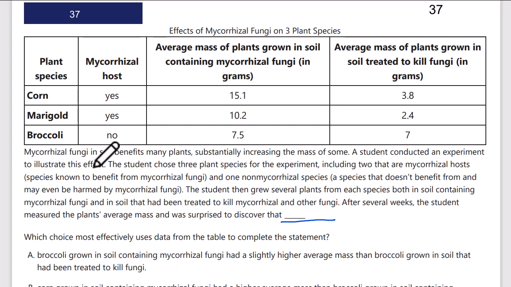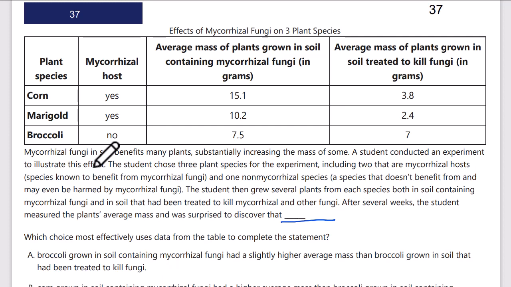Mycorrhizal fungi in soil benefits many plants, substantially increasing the mass of some. A student conducted an experiment to illustrate this effect. The student chose 3 plant species for the experiment, including 2 that are mycorrhizal hosts, species known to benefit from the mycorrhizal fungi, and 1 non-mycorrhizal species, a species that doesn't benefit from and may be harmed by the mycorrhizal fungi. The student then grew several plants from each species, both in soil containing mycorrhizal fungi and in soil that had been treated to kill the mycorrhizal and other fungi.